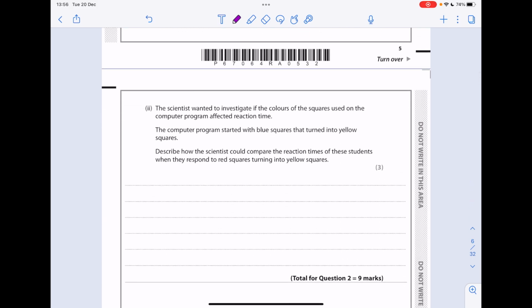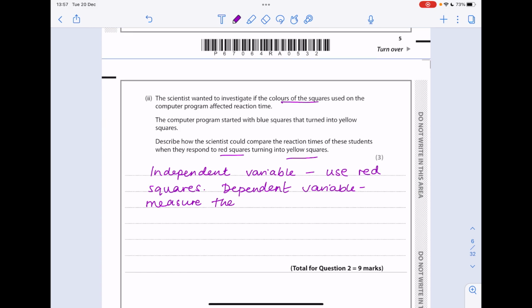The scientists wanted to investigate if the colours of the squares used on the computer program affected the reaction time. The computer program started with blue squares that turn yellow. Describe how the scientists could compare the reaction times of these students when they respond to red squares turning into yellow squares. So in this case, our independent variable, what we're changing is use red squares. The dependent variable, what are we measuring? Measuring the reaction time for noticing that the red squares have turned to yellow.